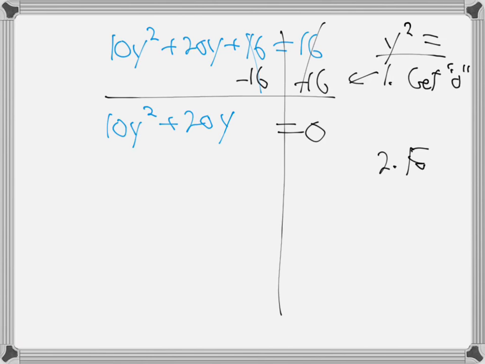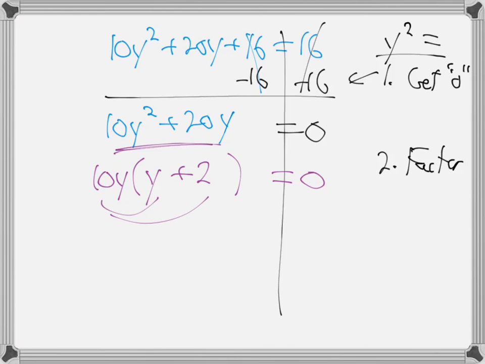Step 2, factor. How do you factor 10y squared plus 20y? Take out what's in common. What's in common? 10 and y. Good. 10y. One parenthesis. It's not the two parentheses because it doesn't have three terms, right? Just have two terms. Take out what's in common. Take out 10y. Leaves y plus 2, right?